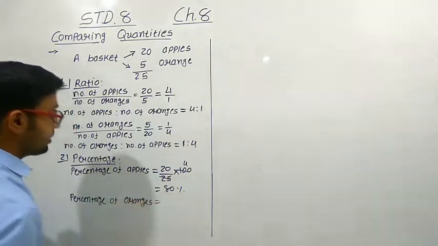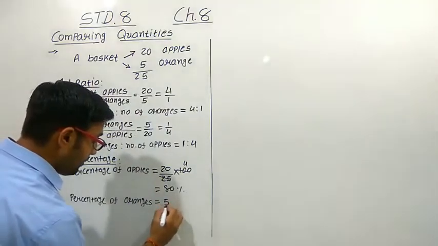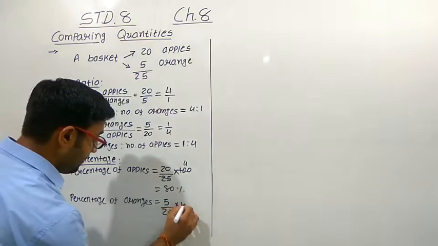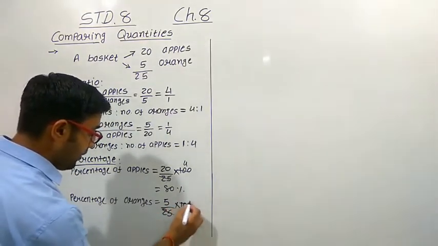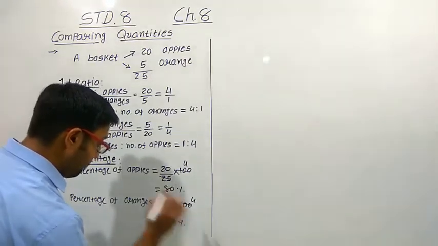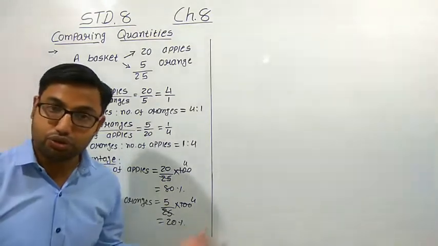Percentage of oranges is equal to, now see, number of oranges is 5, total number of oranges is 25, multiplied with 100. So 25 fours are 100 and 5 fours are 20. So 20%. So the percentage of oranges is how much? That is equal to 20%.